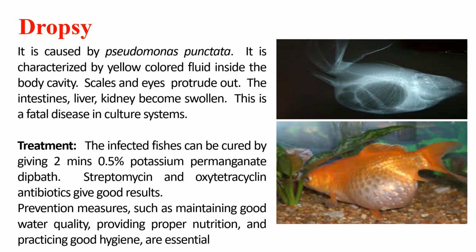Dropsy. Dropsy is caused by Pseudomonas punctata. It is characterized by yellow-colored fluid inside the body cavity. You can see in the body cavity there is accumulation of fluid. The scales and eyes protrude, they bulge, they swell. The intestines, liver, kidney become swollen. This is a fatal disease in culture systems.